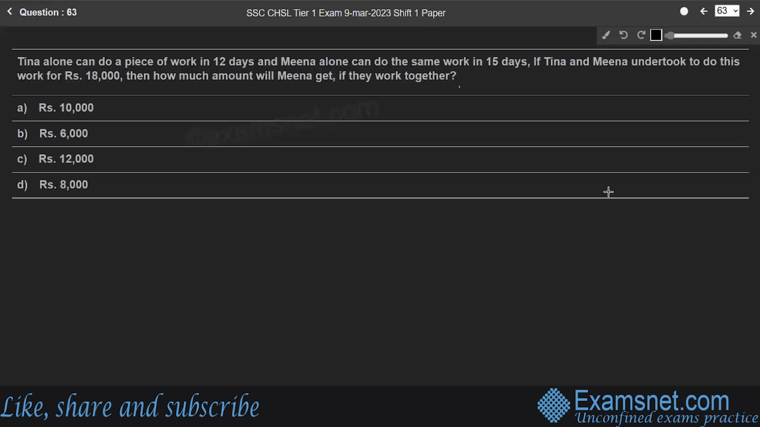Question 63. Tina alone can do a piece of work in 12 days and Meena alone can do the same work in 15 days. If Tina and Meena undertook to do this work for 18,000 rupees, then how much amount will Meena get if they work together?